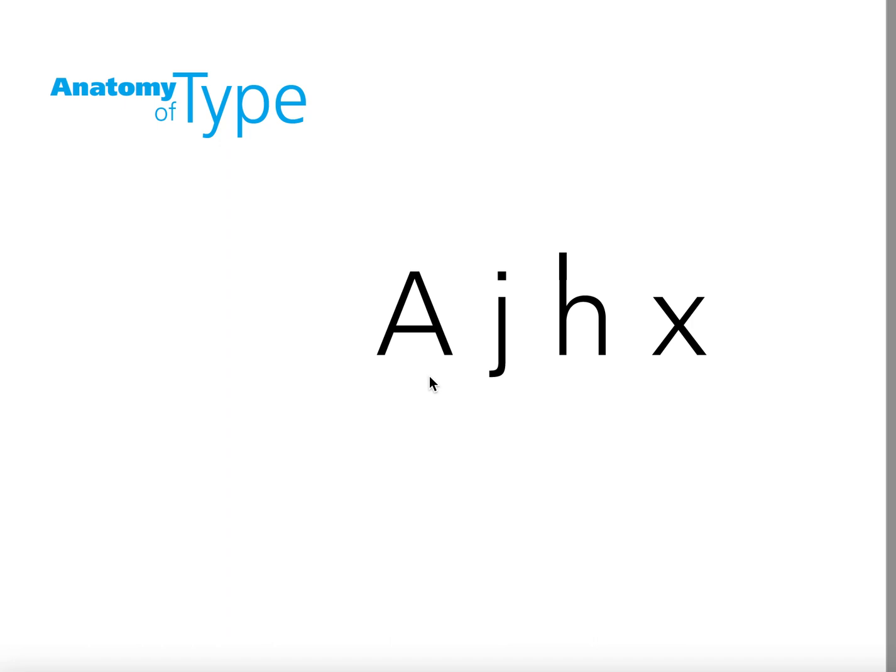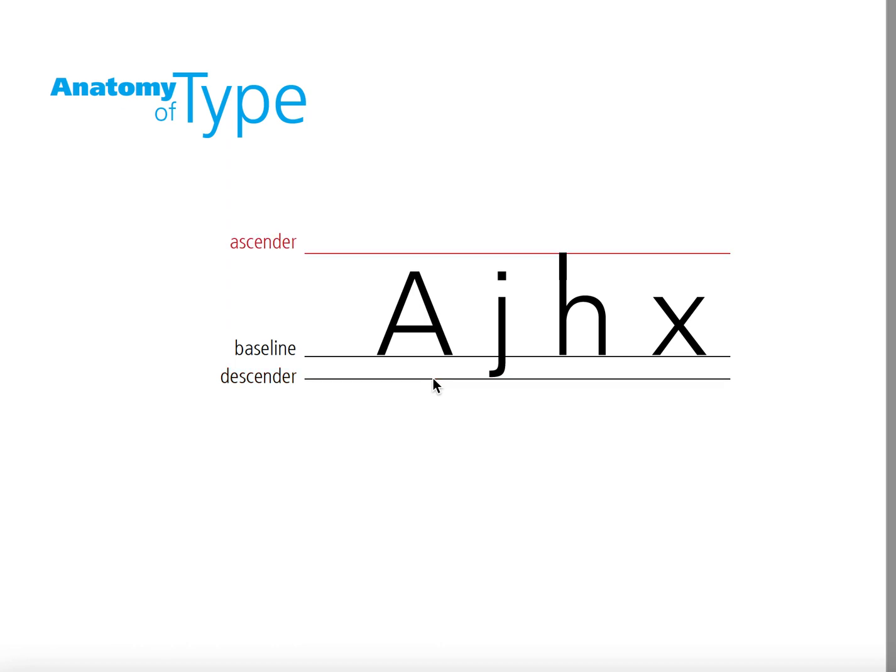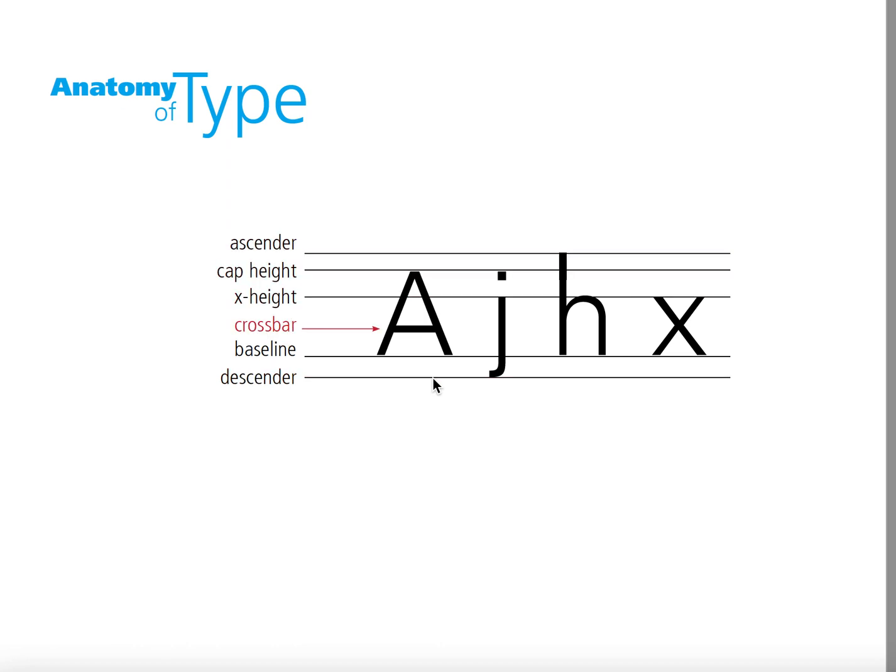Okay, anatomy of the type. So when you break down type, there's quite a few things you want to understand about it. You've got descenders and ascenders. So those are the upwards or the downward of things. This piece of typography has a much bigger ascender than descender. It's got really short, stumpy descenders. It also has a baseline. That's where all the letters end.